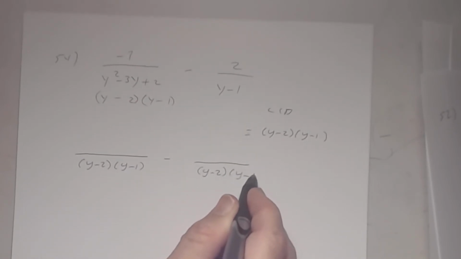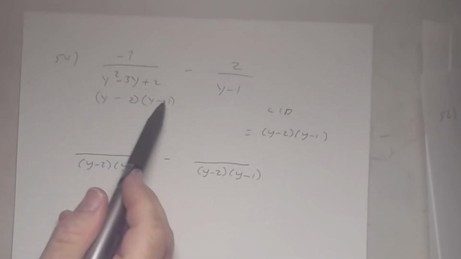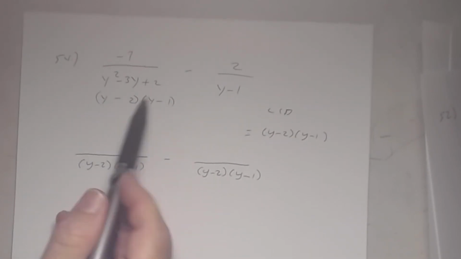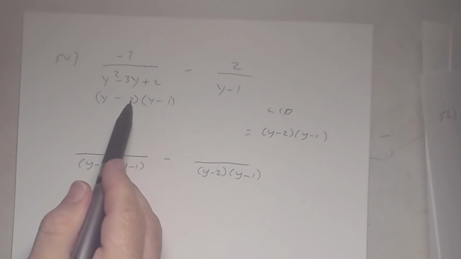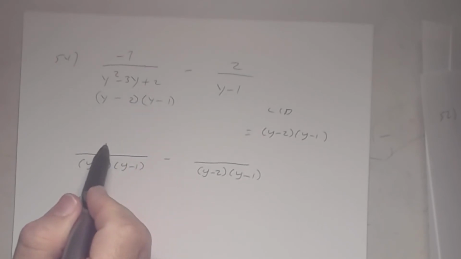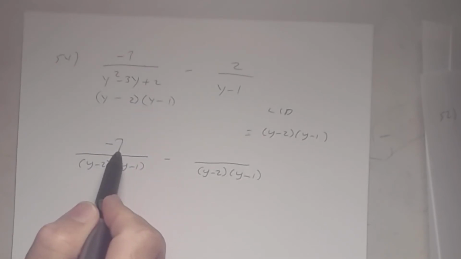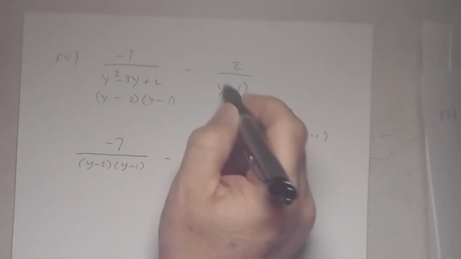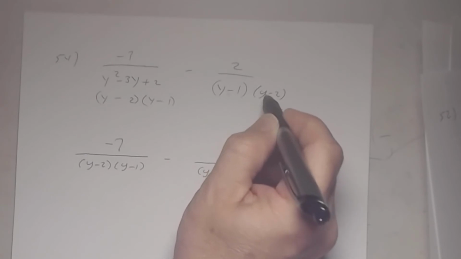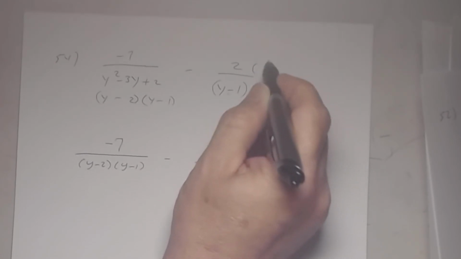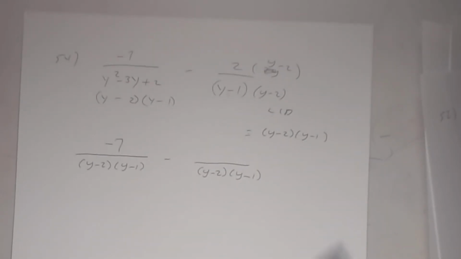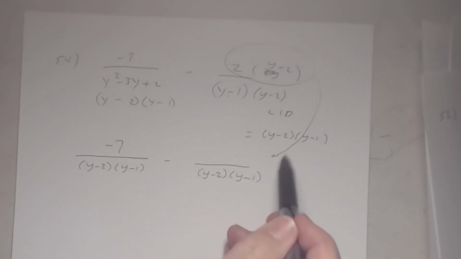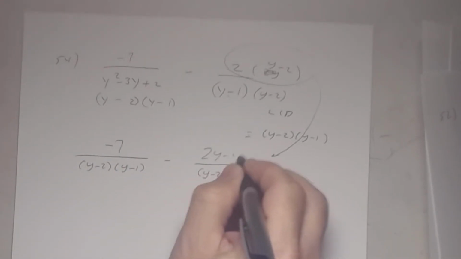This is what I have, this is what I want. Am I missing anything? Not there. So what goes here? Negative 7. What factor is missing here that I want? y minus 2. So you multiply that times both. What I do to the denominator, I have to do to the numerator. So what's going to be that numerator? 2y minus 4. So that's where I'm at. Any questions?